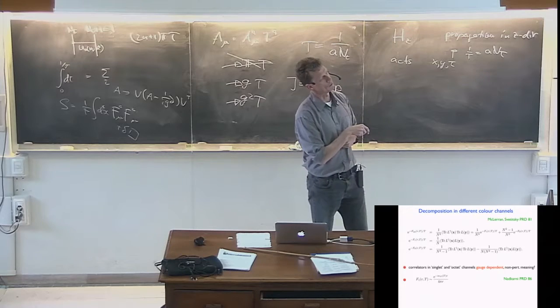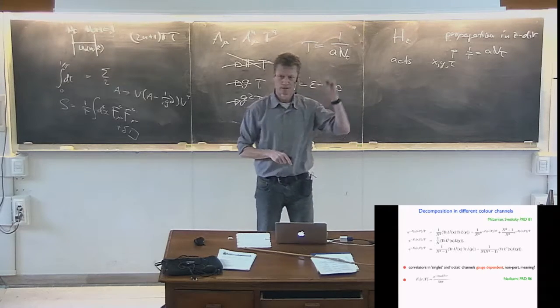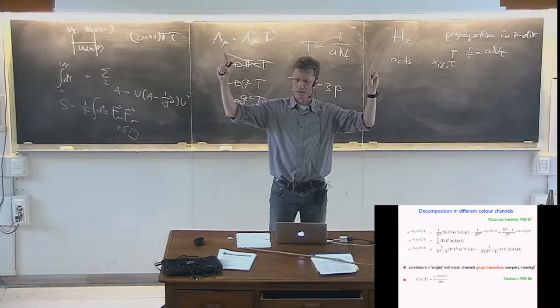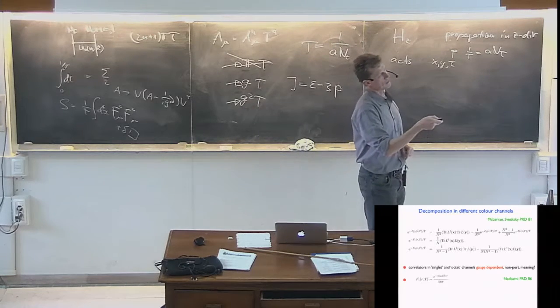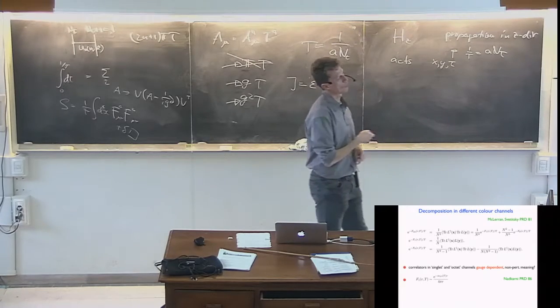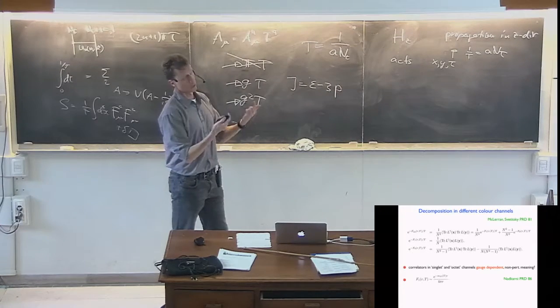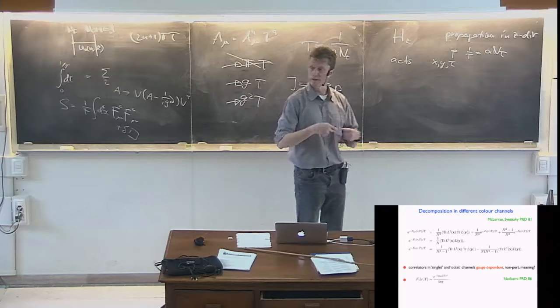This would be now what people call the octet channel. So you have a 3 and a 3 bar, and they can be either in a singlet configuration or in an octet configuration. And this is the difference between these two things, but you can only measure them if you fix a gauge, otherwise you get 0 in a simulation.